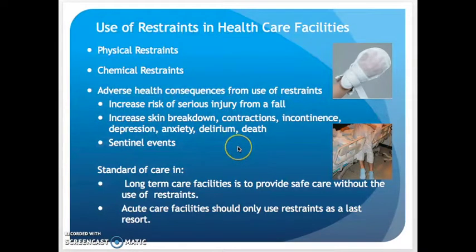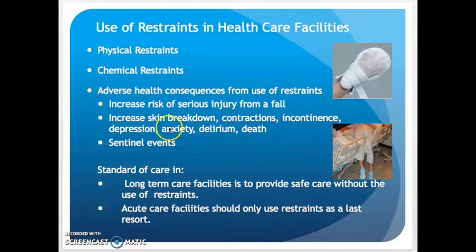So adverse health consequences occur from the use of restraints, both chemical and physical. It increases the risk of serious injury from a fall, increases the chance of skin breakdown, contractures, incontinence, depression, anxiety, delirium, and death. And it leads to these sentinel events. Sentinel events are those that cause serious harm or lead to death. So the standard of care in long-term facilities is to provide safe care without the use of restraints.